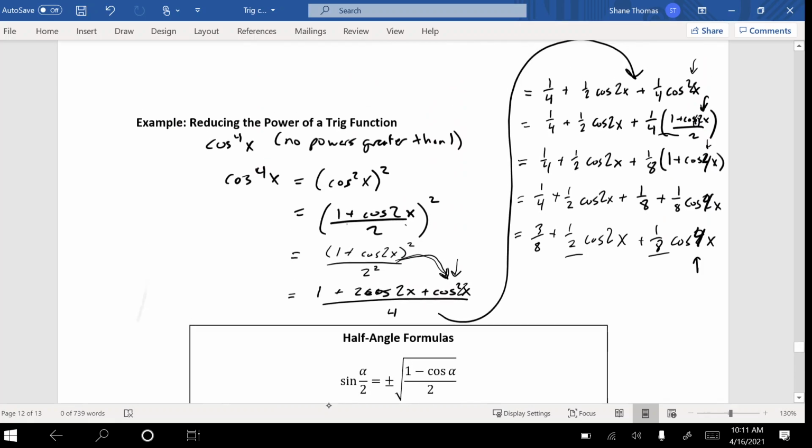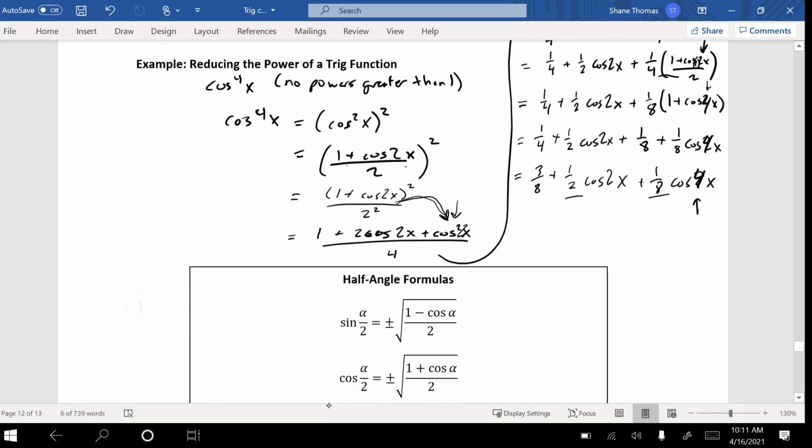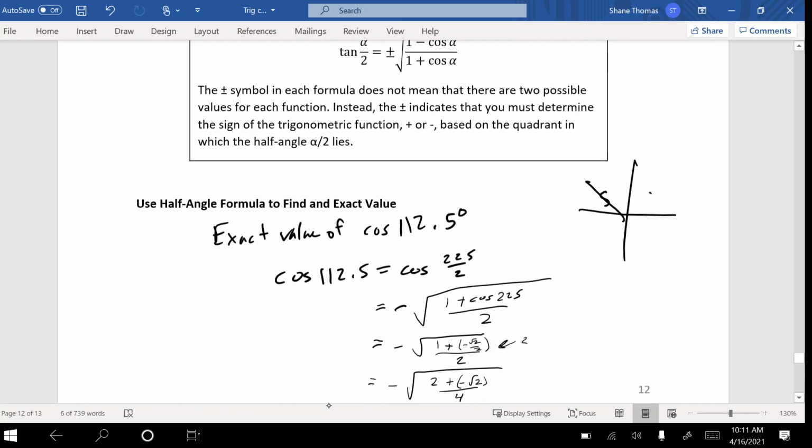Of this one? Yeah, we can do that. Let's do this last one here, then we'll go back to that one. Okay?